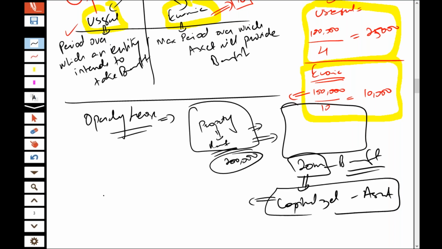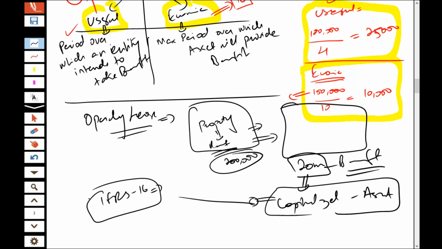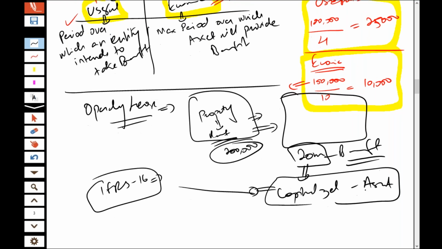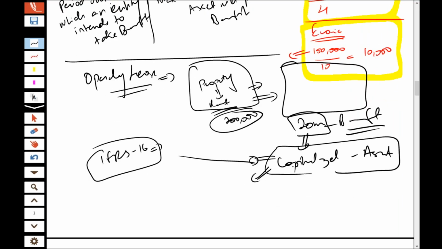Now try to understand this. The new IFRS, which is IFRS 16, talks about this. If IFRS 16 is talking about this specific area, what is it going to mean? This means that in current circumstances, if an entity is applying IFRS 16, then whether an asset is on operating lease or on finance lease, it is always going to be capitalized.